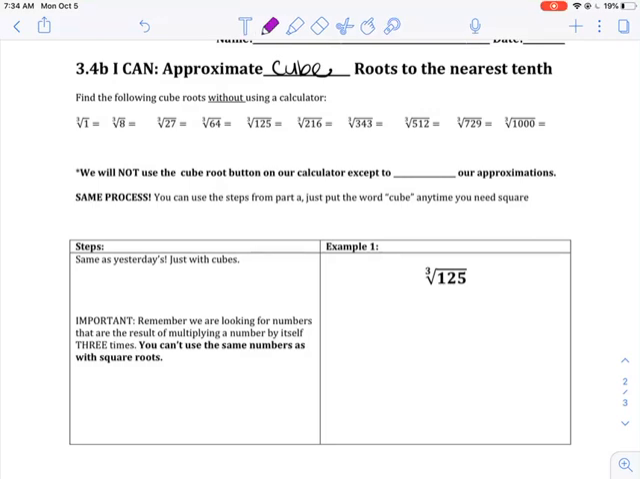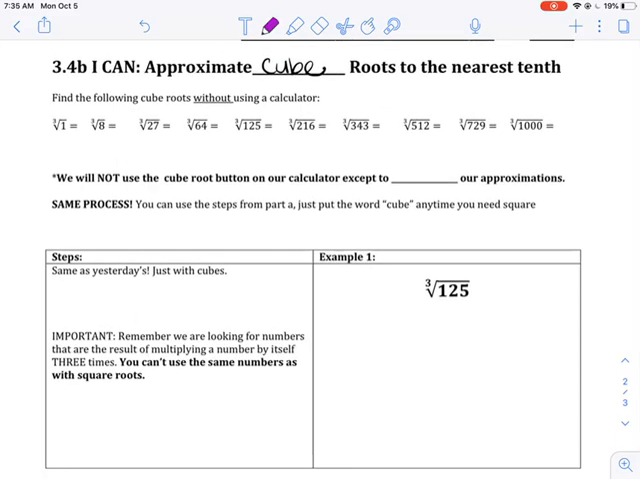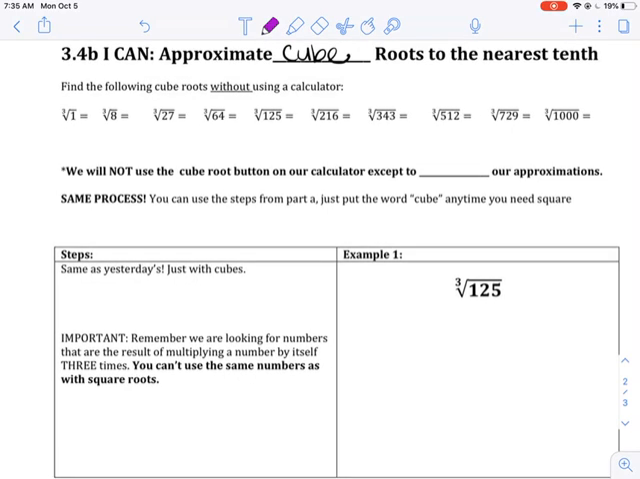Today we are approximating cube roots to the nearest tenth. Just like square roots, you should know your perfect cubes or refer to them on this notes sheet. Here are the first few perfect cubes, and you should know the cube root of 1 is 1. Cube root of 8 is 2. Cube root of 27 is 3, because 3 times 3 times 3 is 27, and so on.